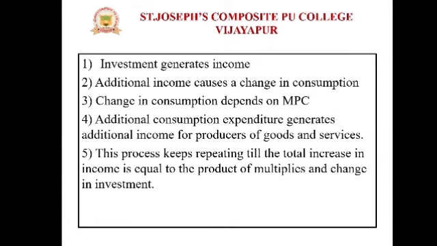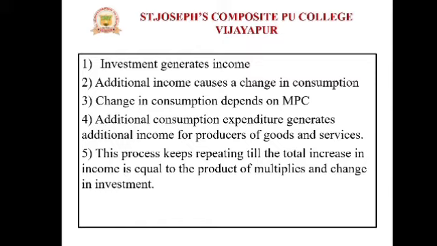So the following are the principles which are responsible for the multiplier mechanism. First one, investment generates income. Second one, additional income causes a change in consumption. Third one, change in consumption depends on marginal propensity to consume. Fourth one, additional consumption expenditure generates additional income for producers of goods and services. Fifth one, this process keeps repeating till the total increase in income is equal to the product of multiplier and change in investment.